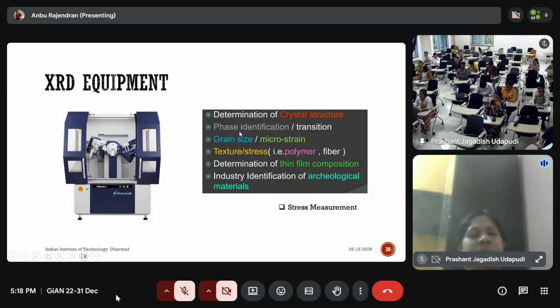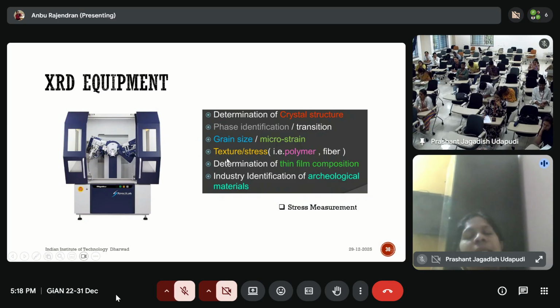Like here, the phase is ferrite, pearlite, martensite. Okay, so whatever unknown phases are present can be identified. It can give the grain size also, as with SEM, TEM and optical microscope. But there you will get the image. Here you will get the number.